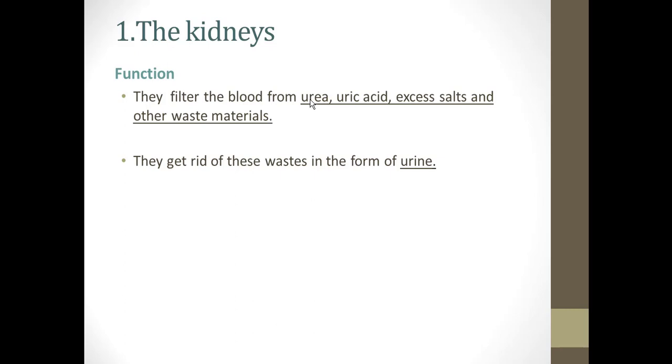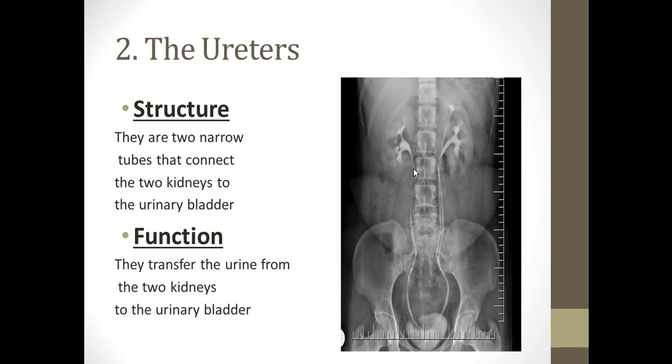So the kidney filters the blood and the waste comes in the form of liquid. This liquid is called urine. So I can summarize that the urine consists of urea, uric acid, excess salts, and excess water. So the function of the kidney is the same as the function of the urinary system.